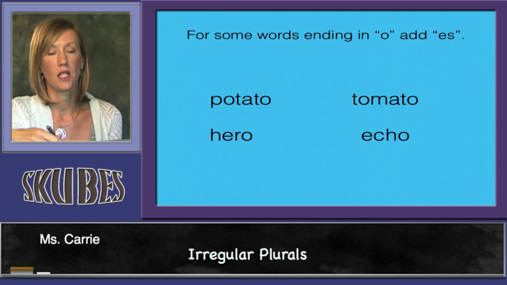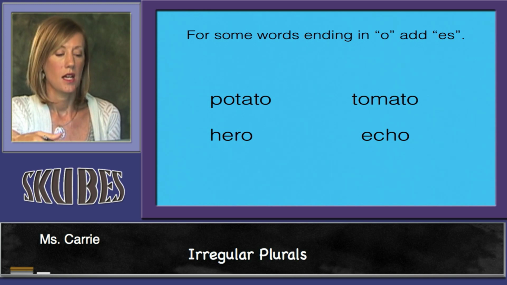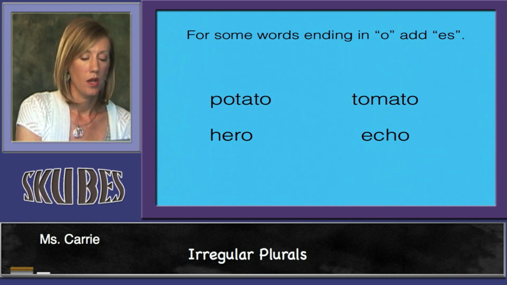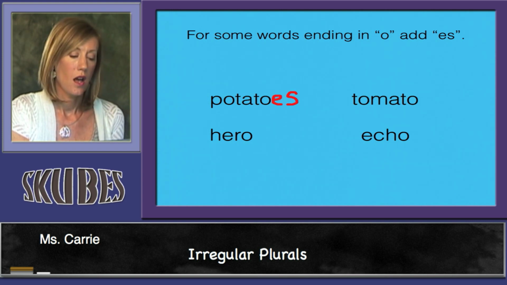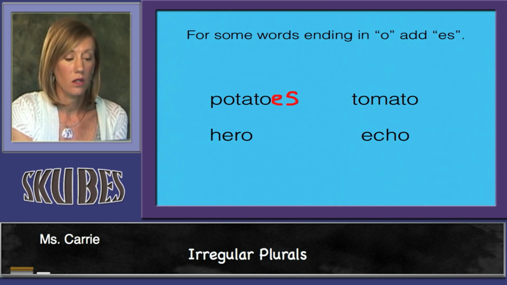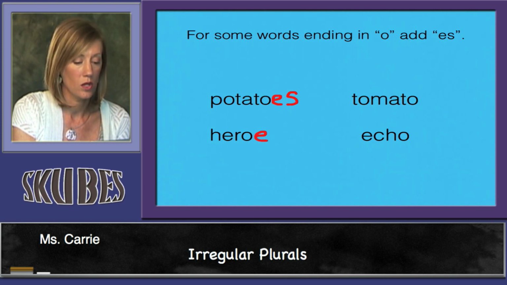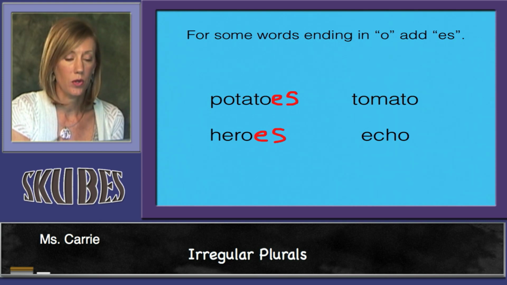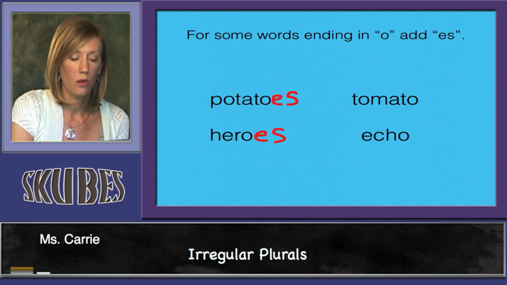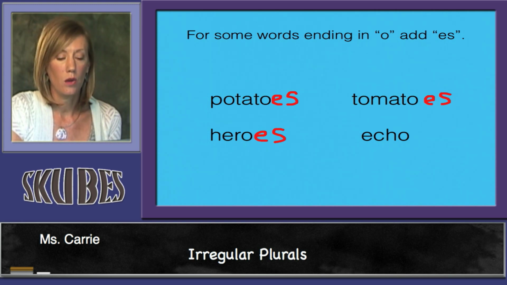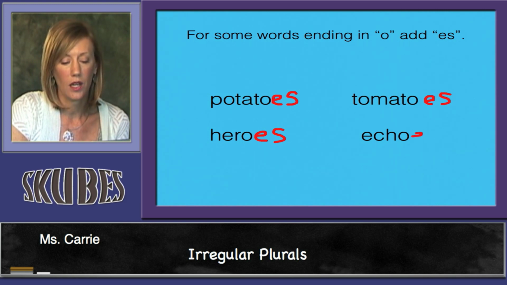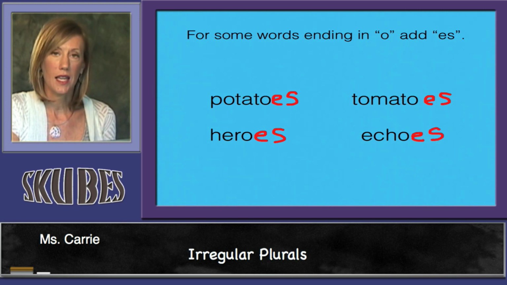For some words that end in O, we're going to add ES. Like potato, if I made 4 potatoes for my family, that would be plural, and we would add ES. You can like one hero, or you can like several heroes. We're going to add ES to make plural. We can have 1 tomato, or 2 tomatoes, ES to make it plural. And I might hear an echo, or I might hear several echoes. We add ES.